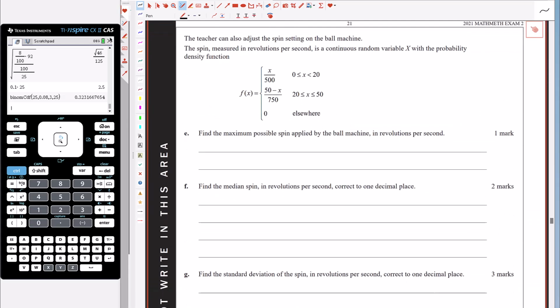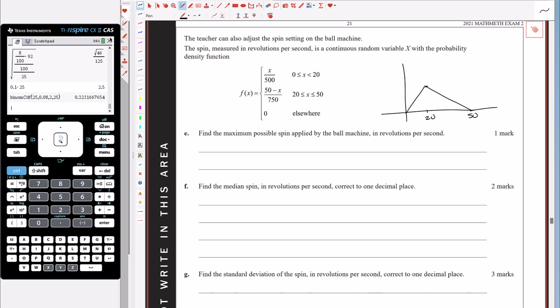Okay, the teacher can also adjust the spin setting on the ball machine. The spin, measured in revolutions per second, is a continuous random variable x with a probability density function. Find the maximum possible spin applied to the ball machine in revolutions per second. Okay, so the maximum possible spin, this is where we need to be careful here. This is a probability density function, so we're not finding the maximum value of this function. This function is some kind of, they're just two linear graphs. They're going to do something and something. I've made it up, okay? But essentially that's what we've got happening there.